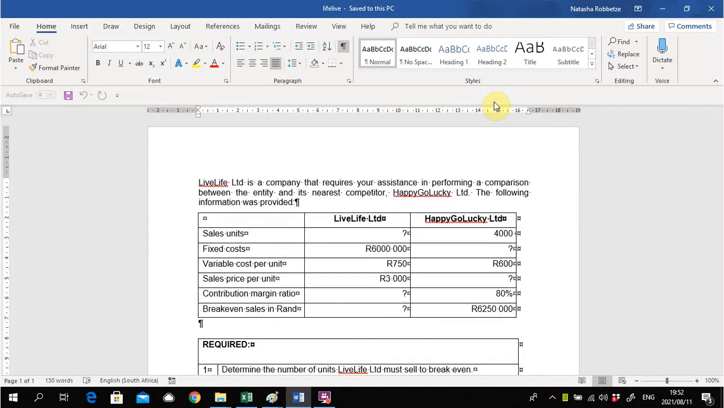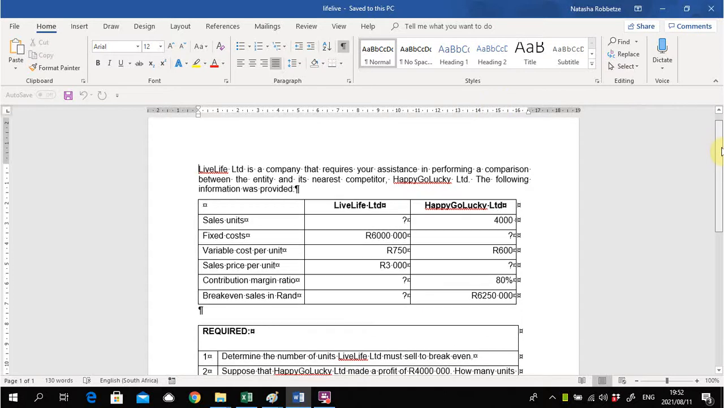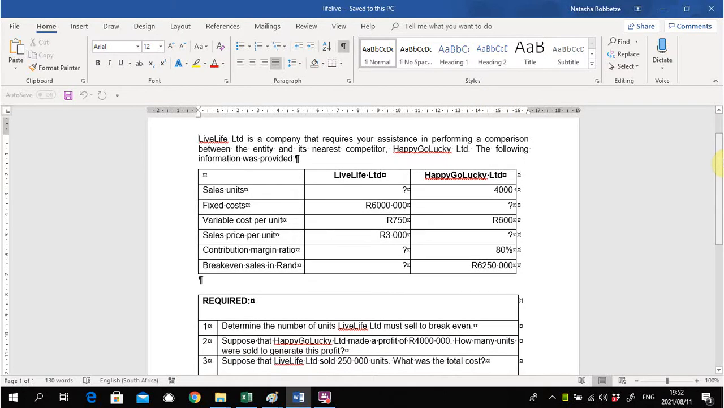So this is a cute example that I came across. It's called Livelife and it gives you two competitor companies for whom you have to do several calculations or find several blanks. So this is typically the type of way that this question is asked or this topic is tested. So let's look at the question.